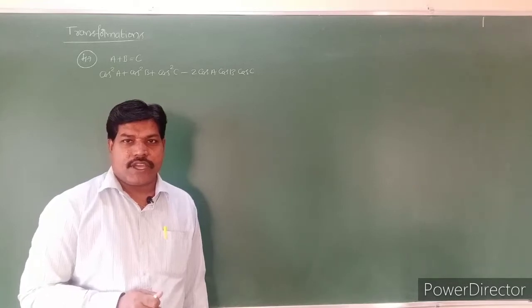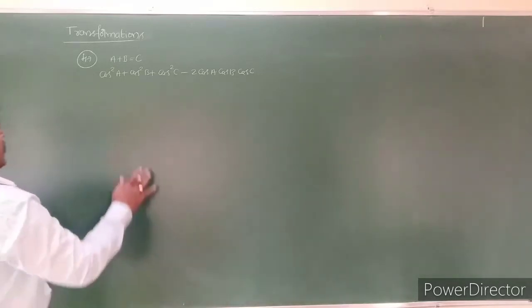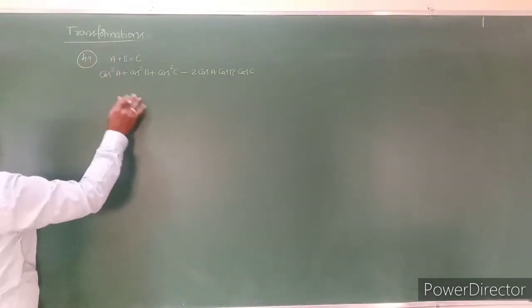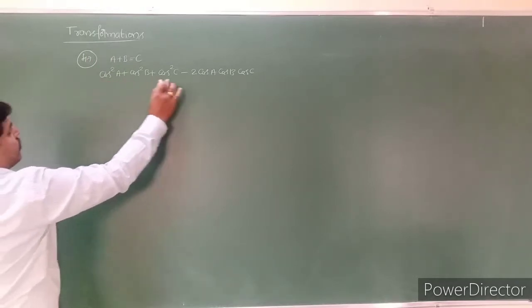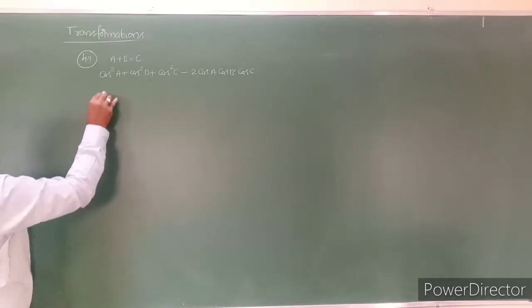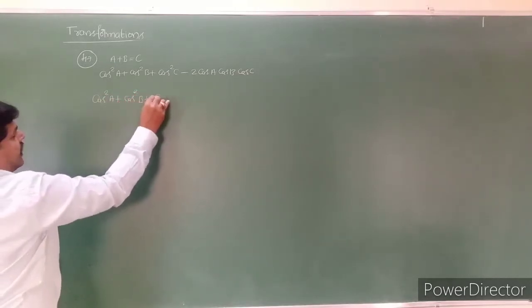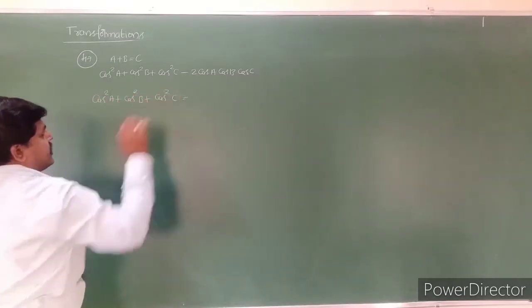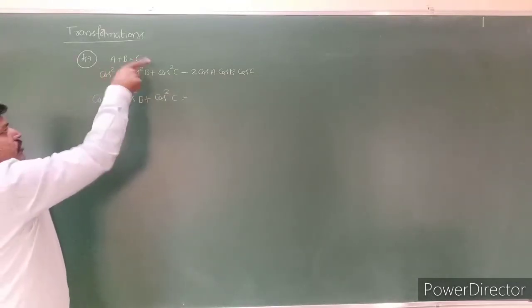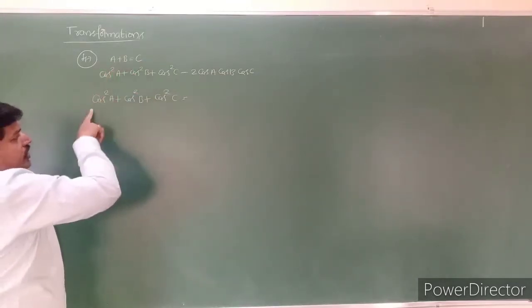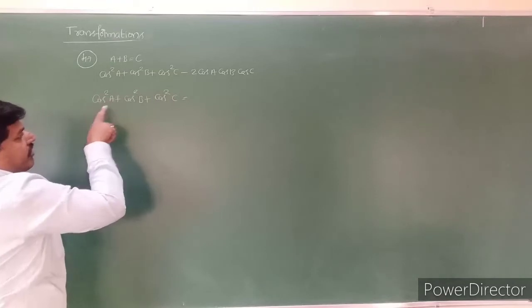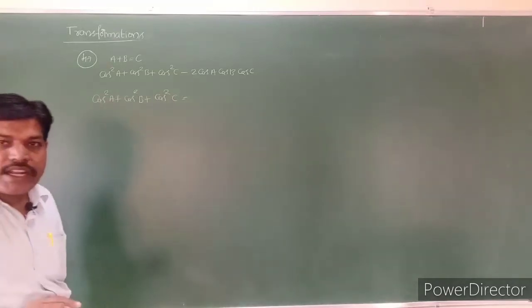So how to get the answer is, see that one. First I will take the given condition, so I will take only this form. Cos square A plus cos square B plus cos square C, where it is already given that A plus B is equal to C. I am taking only the first three terms.